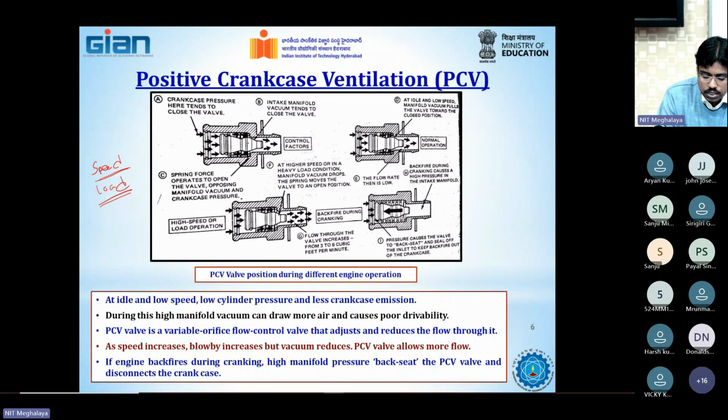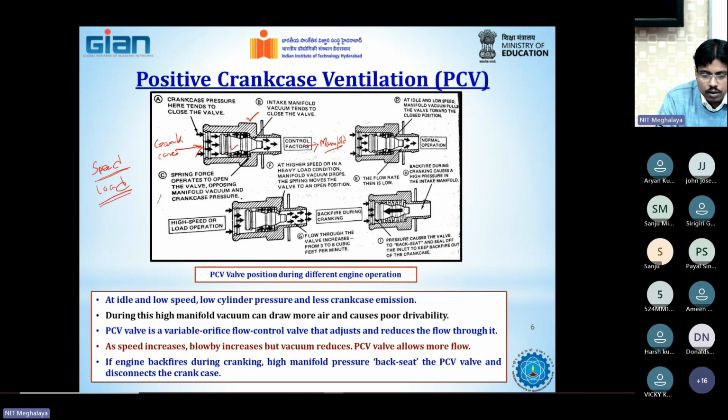So this is a type of PCV valve which is connected between the crankcase and the intake manifold. This side comes from the crankcase, the left hand side or bottom side you can say, and this side goes to the manifold. So with this connection, we supply the blow-by gases to the intake manifold. There is a valve fitted over here.